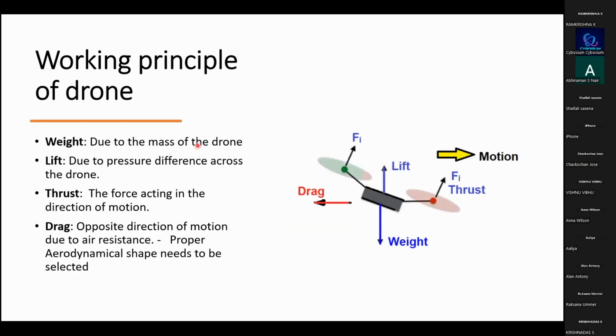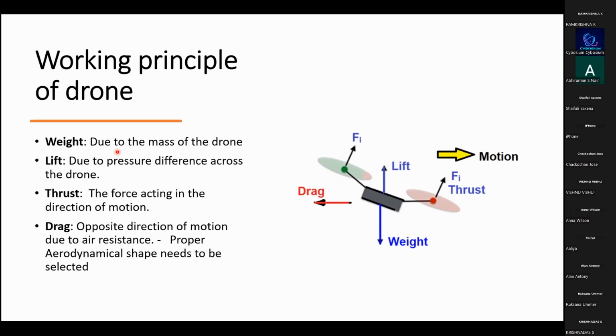Yeah. So just talk about a bit of physics, working principle of our UAV. As we know, there are four forces: weight, lift, thrust, and drag. Weight is basically due to the mass of the drone. And if the weight is higher, it requires more power to lift the drone. So we have to balance all those four forces so that our UAV can work perfectly.